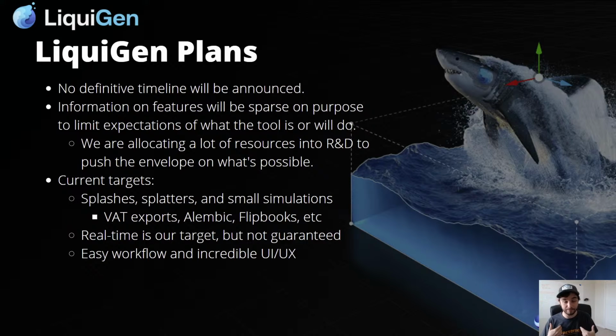The goal with our company is to build tools that are real time. And so for now, our current target is going to be splashes and splatters, small simulations like a bottle breaking and the liquid coming out, or blood splats and that kind of thing. And then we're going to have support for VAT exports and like Alembic, the whole flipbook workflow that we have in EmberGen, that kind of thing, image sequences, and make sure that we focus on those smaller simulations first.